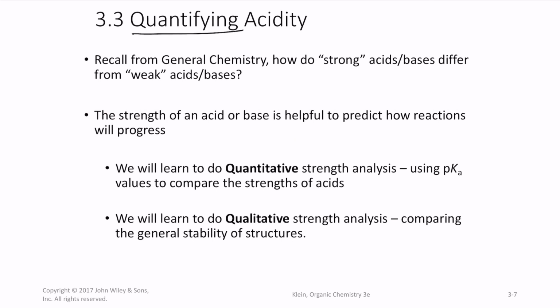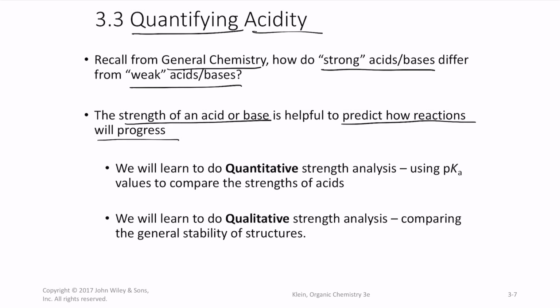Next, let's talk about how to quantify acidity. If you remember from general chemistry, we learned how strong acids differ from weak acids and weak bases. The strength of an acid or a base is generally helpful to predict how the reactions will progress. We'll learn two things. One, quantitative strength analysis using the value of pKa to compare the strength of the acids, and also qualitative strength analysis comparing the general stability of the structure. So the two things: one by using the actual number, pKa, and second by using the structure itself.